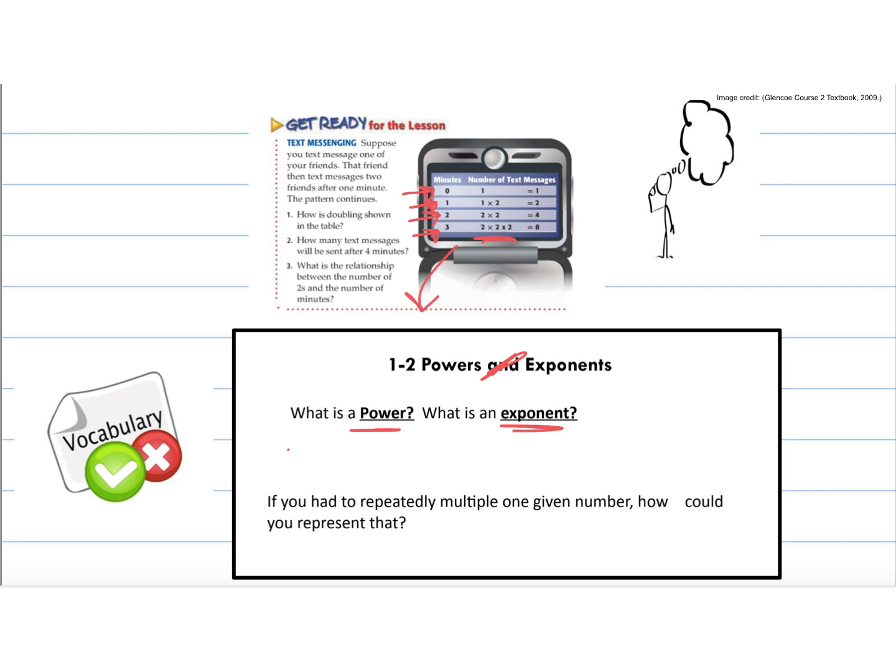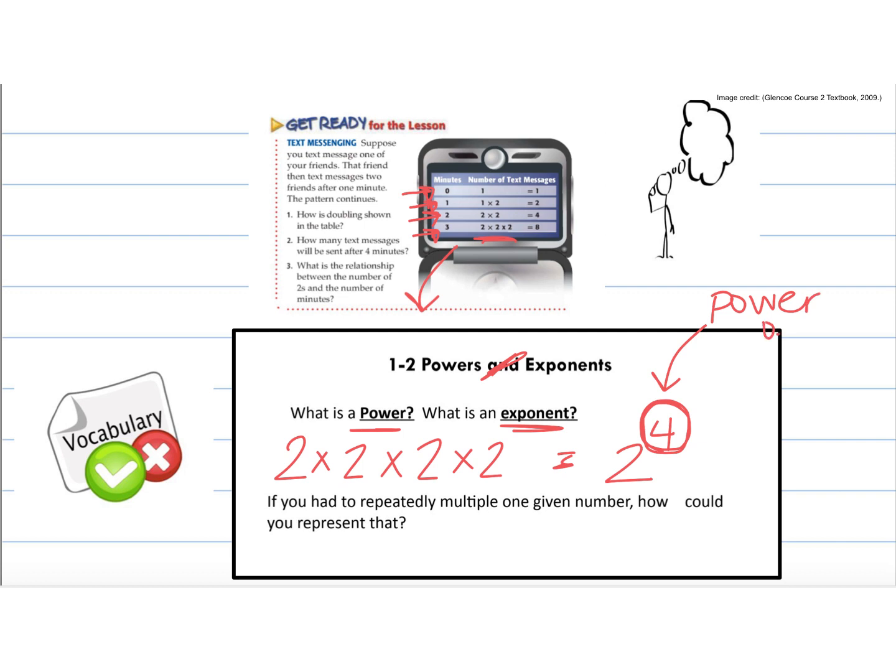So if we go down here and we write 2 times 2 times 2 times 2, this would be the same as 2 to the 4th power. So right here, you could write this example and then label the 4. The 4 is the power or the exponent, which tells us how many times the 2 is being multiplied by, or how many times the number is being multiplied by. So if we had to repeatedly multiply one given number, how could you represent that? Basically, you could use a power or an exponent to do that.